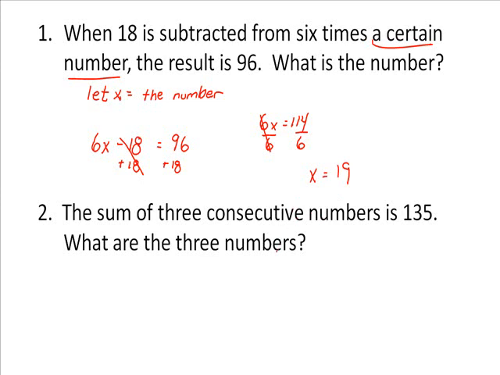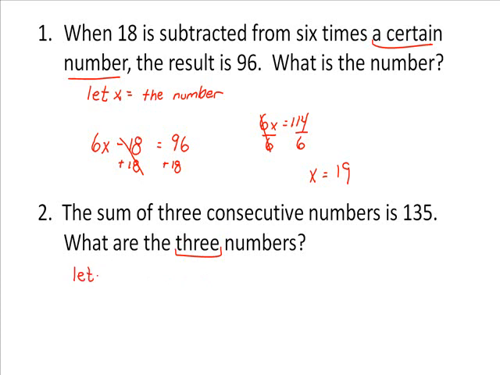The questions can be a little bit more difficult than that though. Question number 2 here is a little bit more complicated. The sum of 3 consecutive numbers is 135. What are the 3 numbers? Well, first of all, you have to understand what consecutive numbers mean. Consecutive numbers are numbers that are in a row, like 1, 2, and 3, 5, 6, 7, 10, 11, 12. So the sum of 3 consecutive numbers is 135.